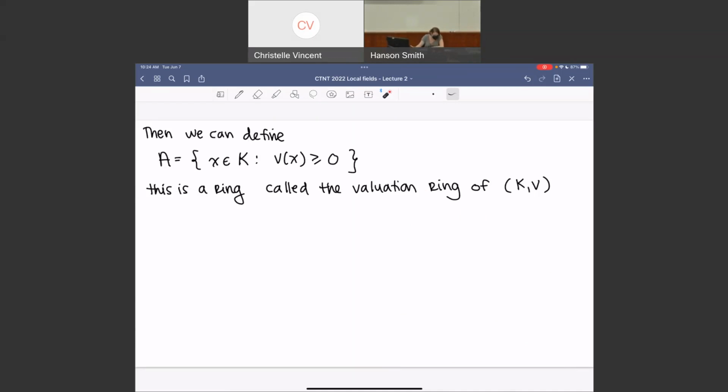All right. And we can also define an ideal M, which is all x in A, or K, such that the valuation is strictly greater than 0.